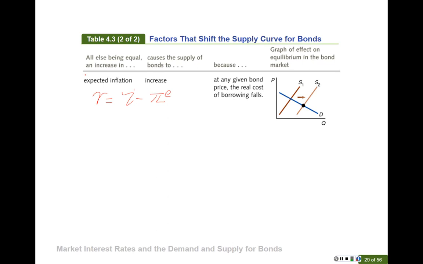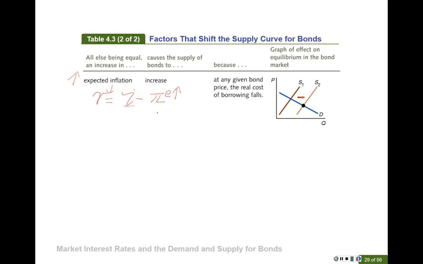So again here, if the expected inflation rate goes up, meaning pi e goes up, and the nominal interest rate remains the same, what happens to the real interest rate? The real interest rate will actually go down. So the real interest rate goes down, what happens to the bond supply?